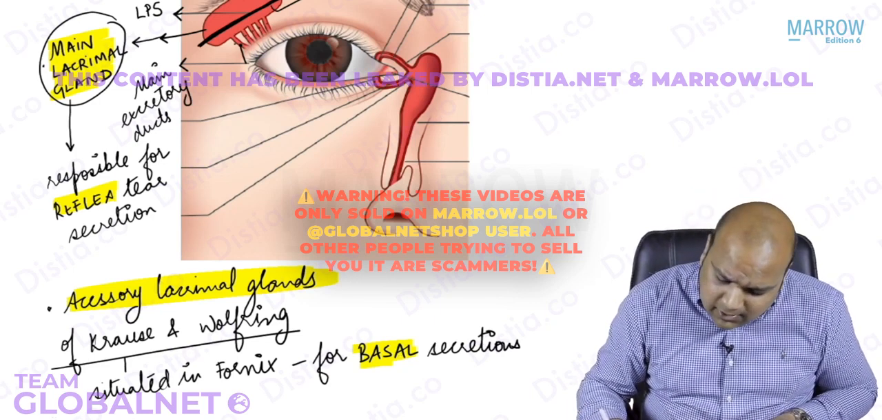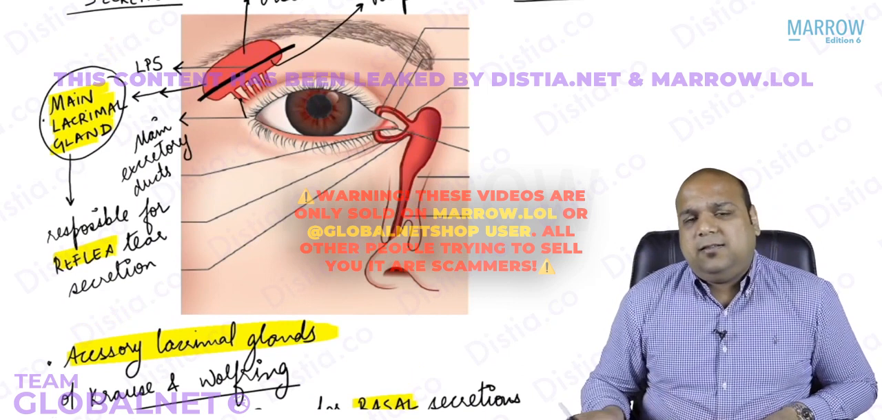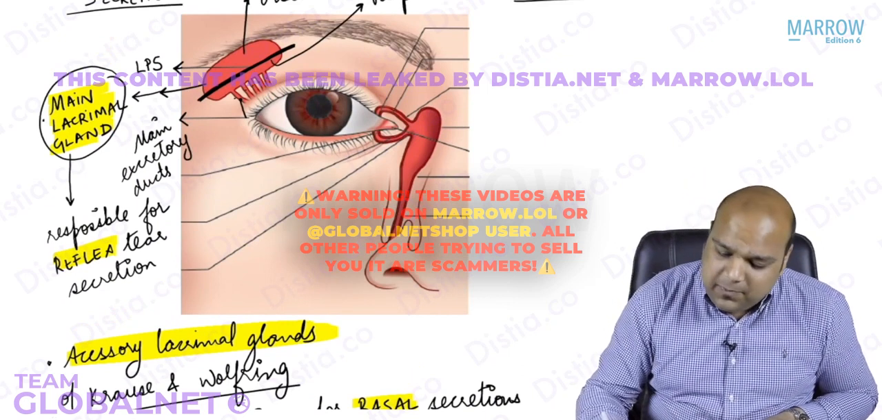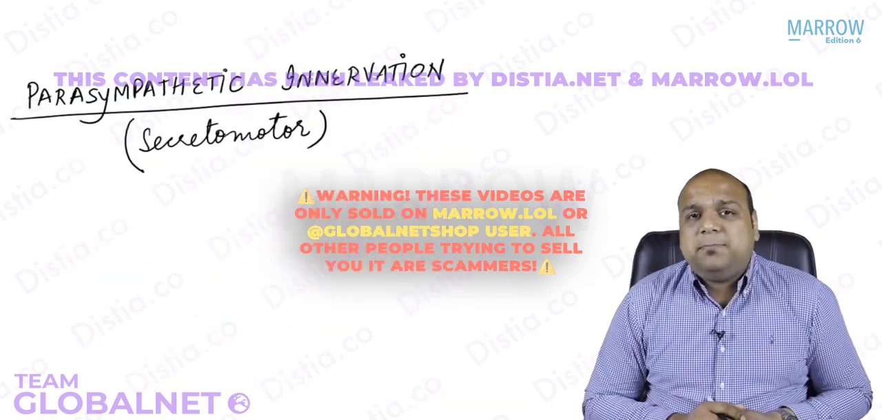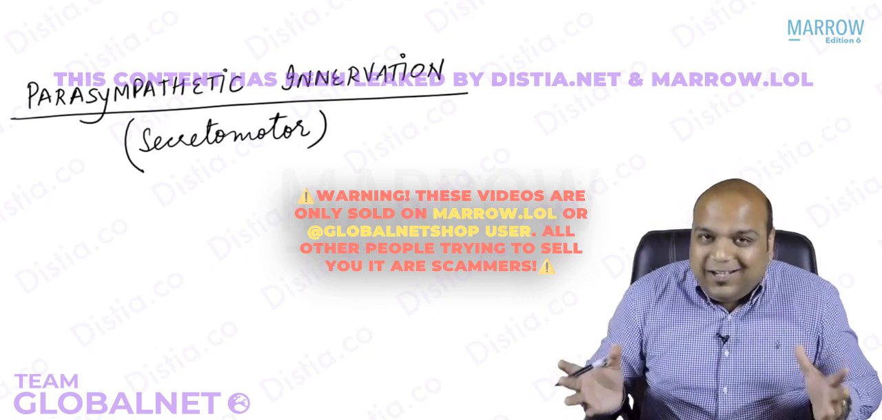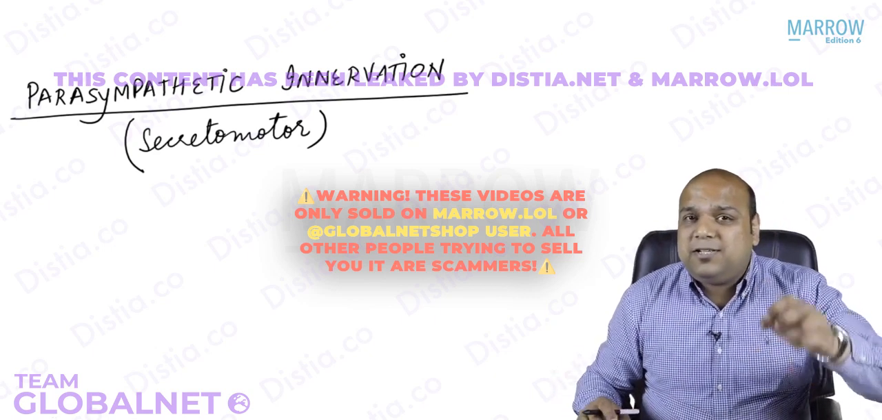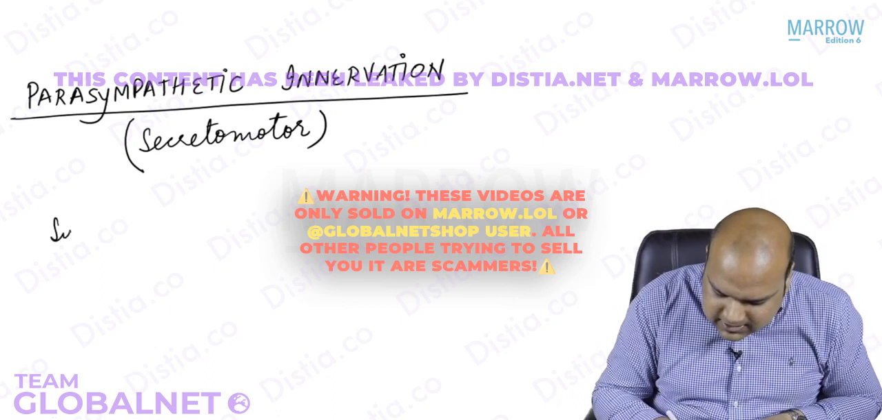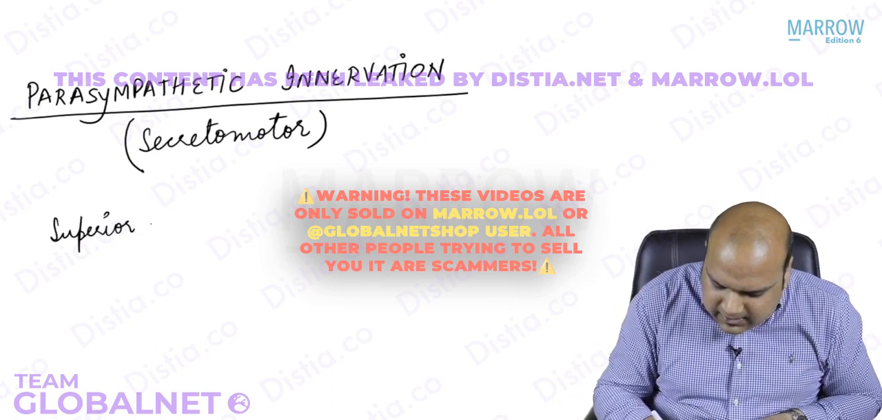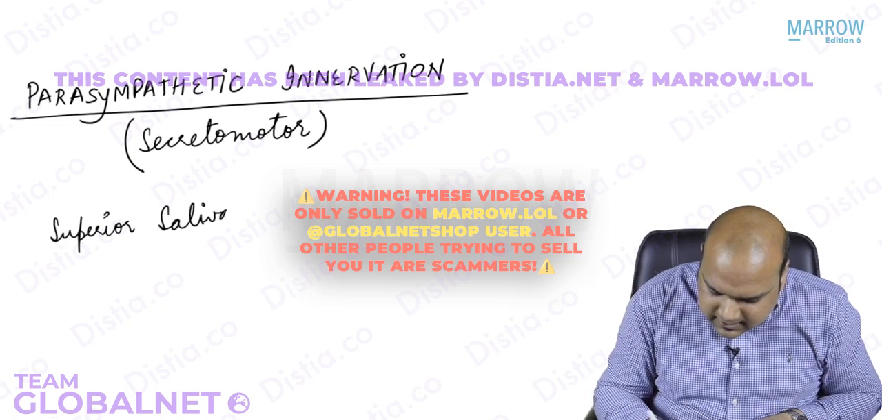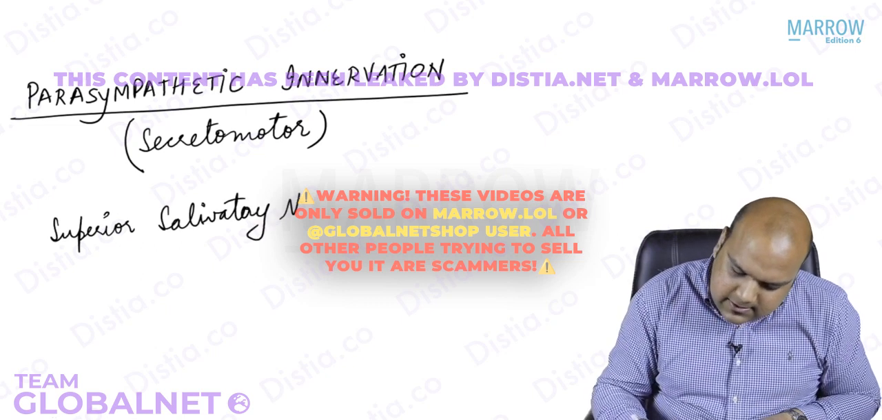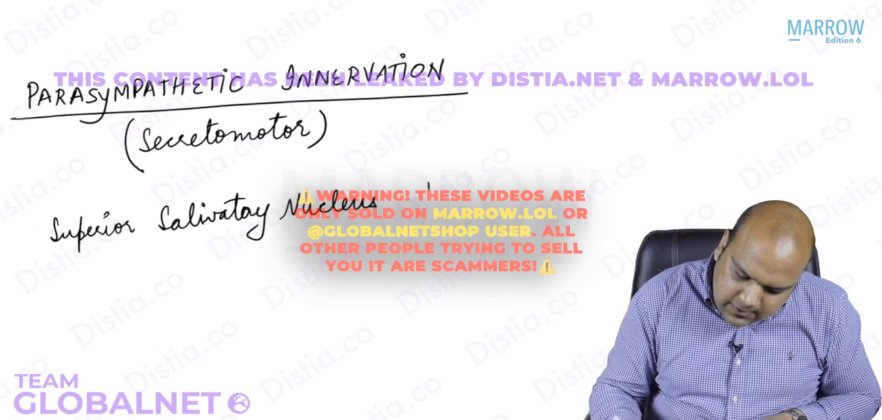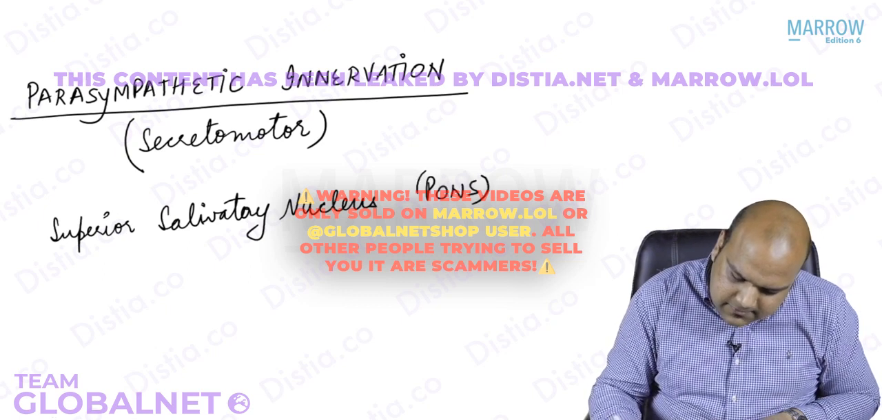Now, how does this secretion occur? That is the question you want to ask. Secretion occurs via parasympathetic innervation. So secretomotor function is parasympathetic, and sympathetic function is inhibitory. Where is the center located? The center starts from the superior salivatory nucleus, which is situated in the pons.